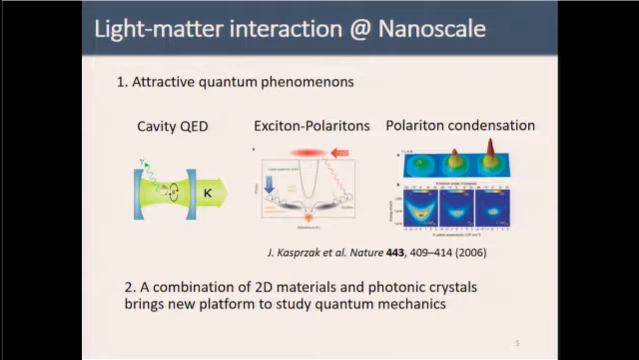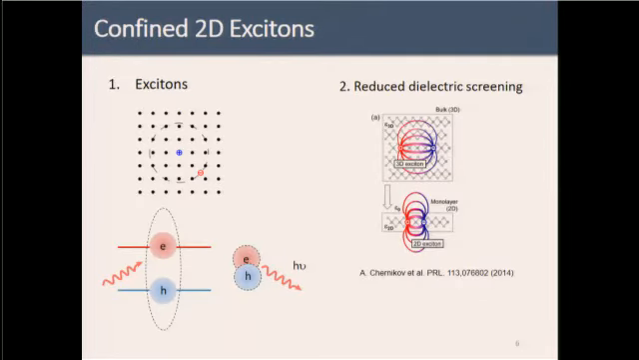And here what we are trying to say is a combination of two-dimensional materials and photonic crystals could bring us a new platform to study quantum mechanics. So here first I'm going to tell a little bit about the excitons.